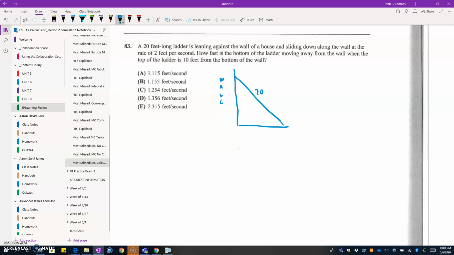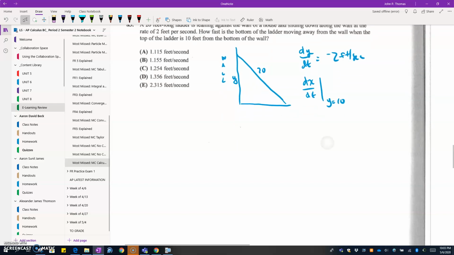It says it's sliding down the wall at a rate of 2 feet per second. So I'm going to call this y. So we know dy/dt equals negative 2 feet per second. Alright, how fast is the bottom of the ladder moving away from the wall when the top of the ladder is at 10 feet? So we're trying to find dx/dt when y equals 10.